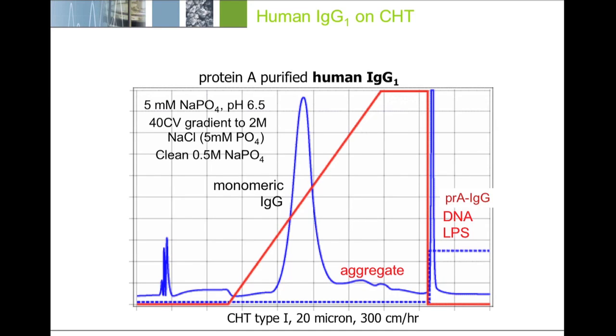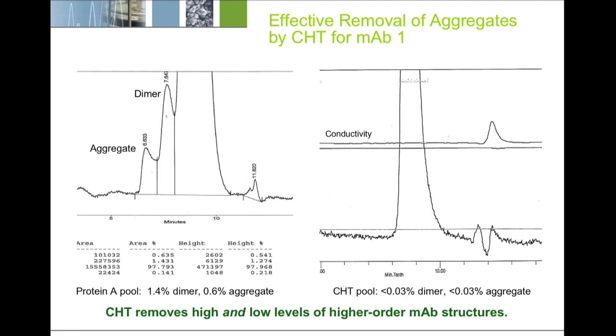Here is a typical chromatogram of monomeric IgG separation from its aggregate, as well as other impurities such as protein A, DNA, and lipopolysaccharides or endotoxin, on CHT using a sodium chloride gradient in low phosphate. This shows 2 HPLC-SEC chromatograms of an antibody preparation before and after CHT chromatography. Before chromatography, there was approximately 2% aggregate plus dimers. After chromatography, these levels were reduced to below the level of detection. Again, in this case, less than 0.03% of the total protein.